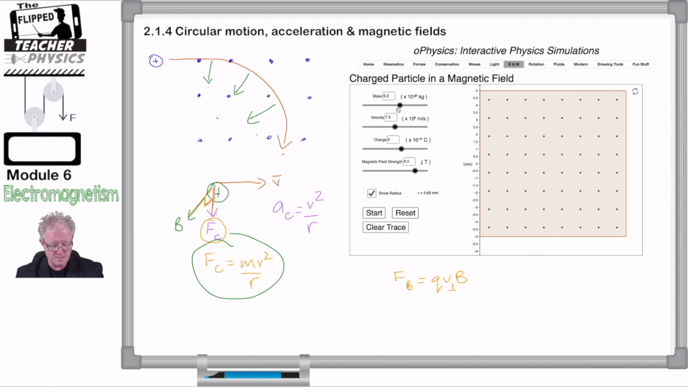Mass. We can change the mass, and we've got mass in the equation. We can change the velocity. Now we're going to keep the force constant, because we're going to look at the effect on the radius. So we can see down here the radius is being shown at the moment.